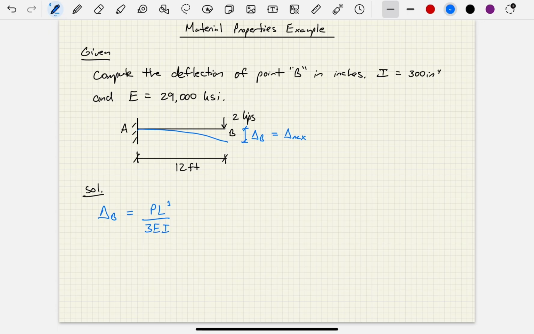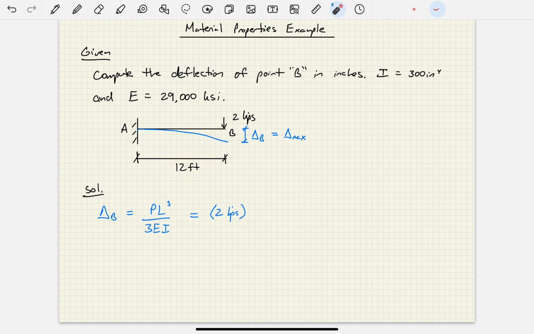Okay, do we have all of these values? Yeah, absolutely. We have them all. Let's substitute them in, but we got to be very careful. Watch what I do here. I'm going to say 2 kips. That's P. Now, what is L? Well, L is the total length of the beam. Now, notice that's 12 feet, okay?